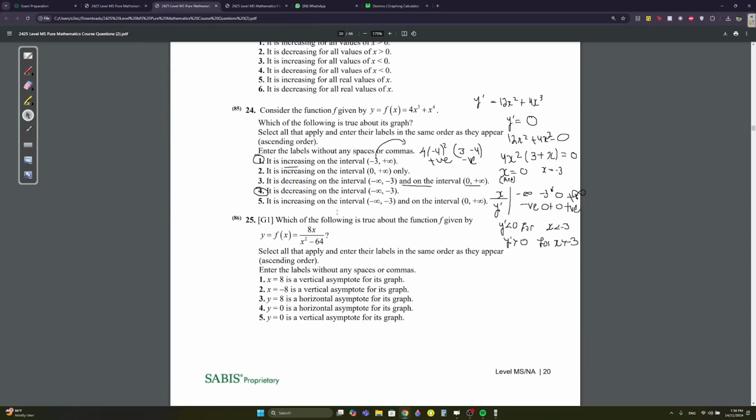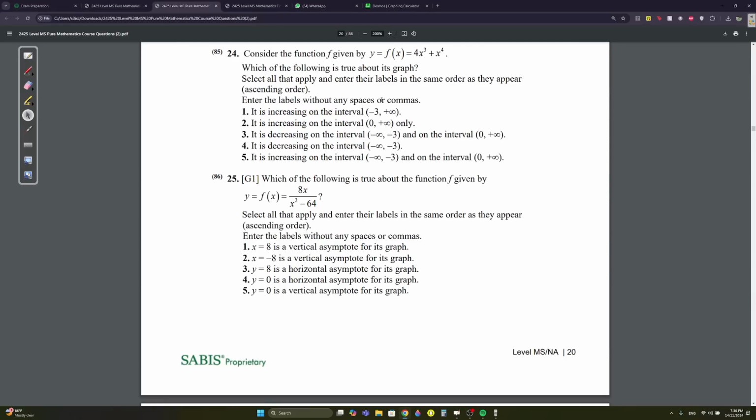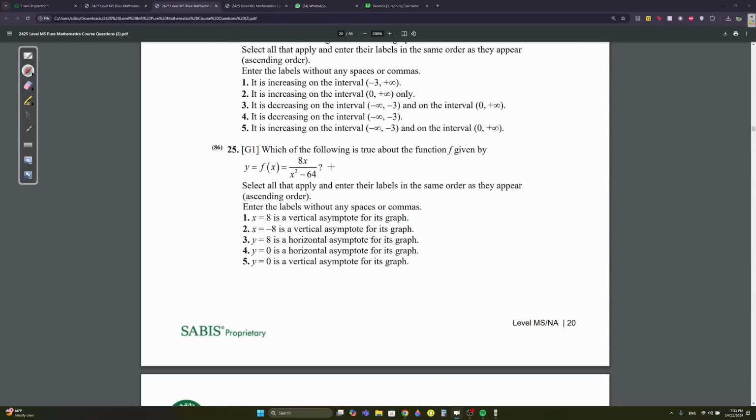1, 4. Question 25 comes with the computer. Anything you see G1, G2, it's a computer question. Okay. y equals f of x equals 8x over x squared minus 64. What are my asymptotes? Let's start with vertical asymptotes. Denominator equals 0. So x squared minus 64 equals 0, so x is equal to plus minus 8. So I have two asymptotes, plus 8 and minus 8.